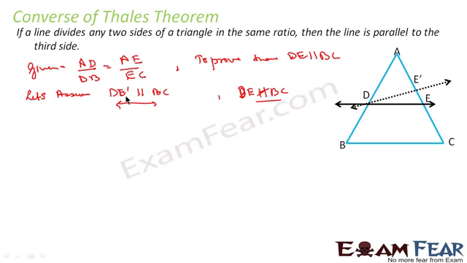So let's follow this. If I assume that DE' is parallel to BC, then by applying Thales' theorem, I get AD by DB is equal to AE' by E'C. Correct? If I am assuming that DE' is parallel to BC, then this statement is true, right? Actually this is not true, don't get confused.